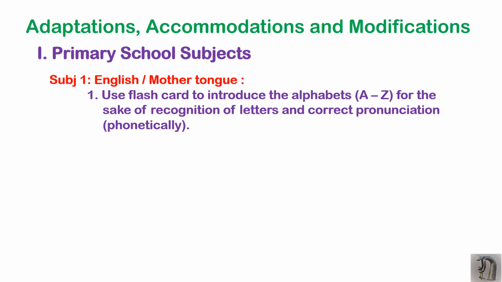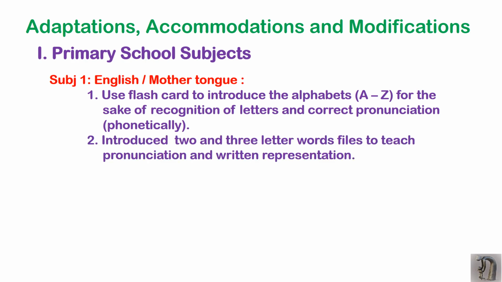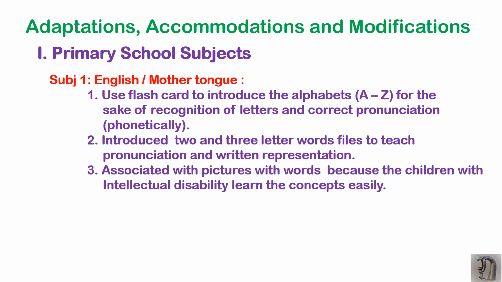For children with intellectual disability, if you give a lot of flashcards or some sort of 3D model alphabets, they will remember very easily. Introduce two or three letter word files, where you will have a file of words to teach pronunciation and even written representation. You can ask the child to make a sentence of those words and then ask them to write the same. In that way the child will learn the pronunciation and written expression. Association with pictures is very, very important.